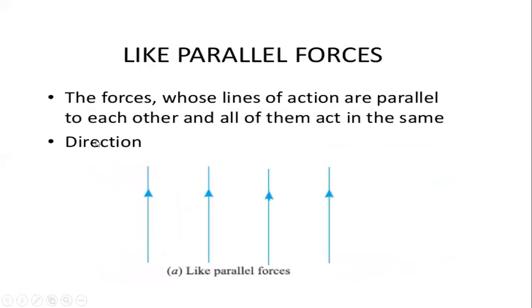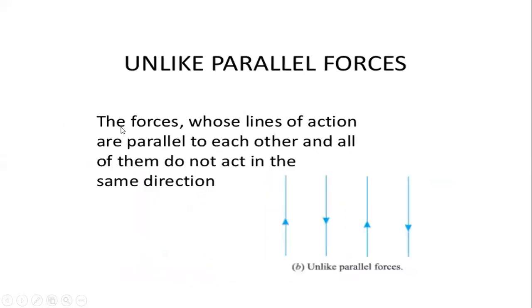Like parallel forces are the forces whose lines of action are parallel to each other and all of them act in the same direction. You can see in this diagram, all the forces are acting in the same direction. So this diagram is an example of like parallel forces. On the other hand, the forces whose lines of action are parallel to each other but they act in the opposite direction. You can see the arrowheads. These are in the opposite direction. So it shows the example of unlike parallel forces.